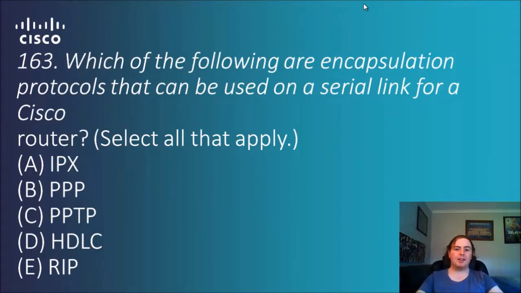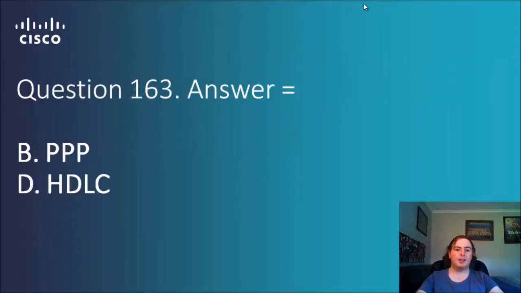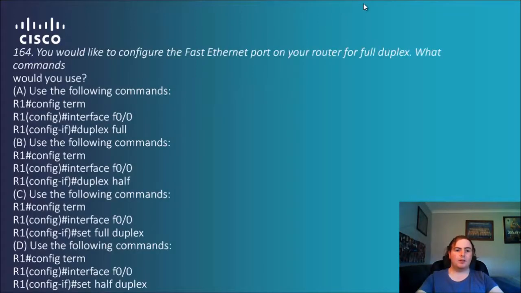163, which of the following are encapsulation protocols that could be used on a serial link for Cisco router? Select all that apply. So we've got multiple ones here. Got IPX, PPP, PPTP, HDLC, and RIP. Okay, so looking at these ones, it's more so simply knowing the answer to this one. And we've got PPP and HDLC.